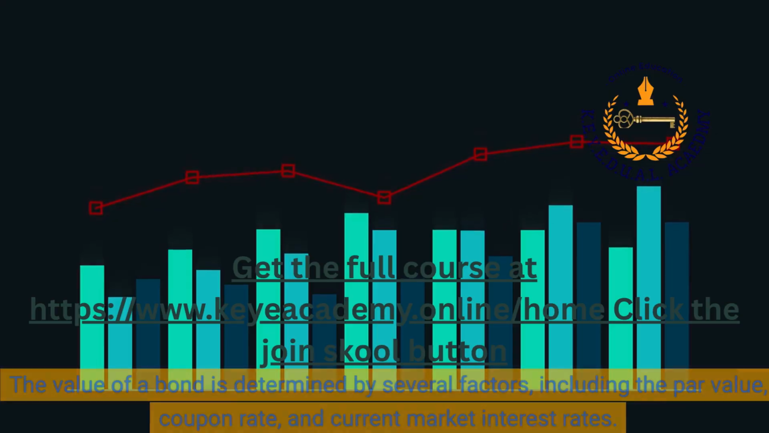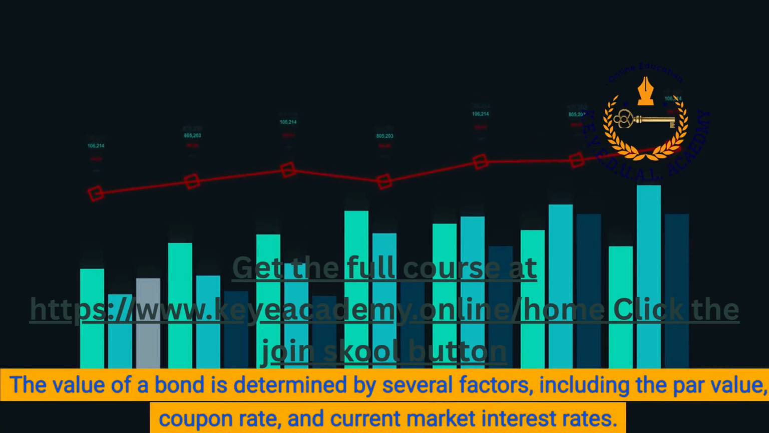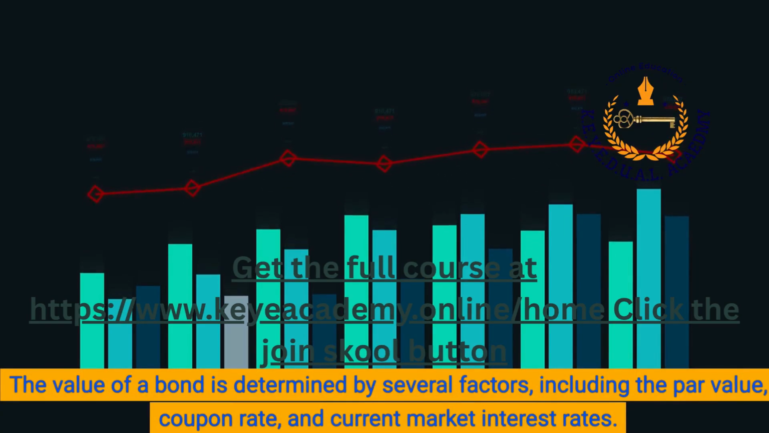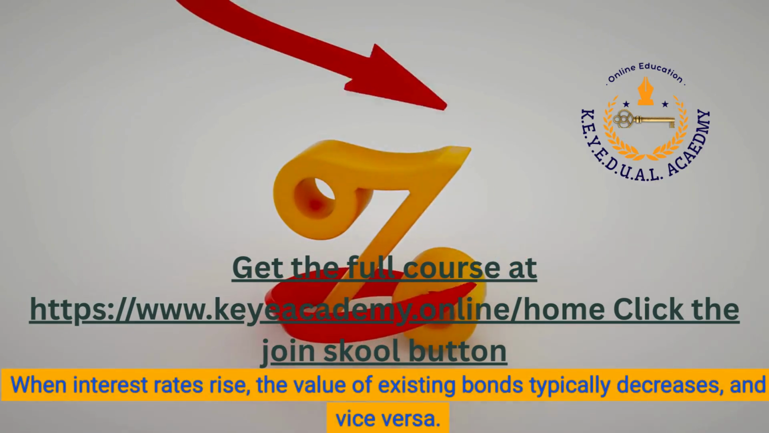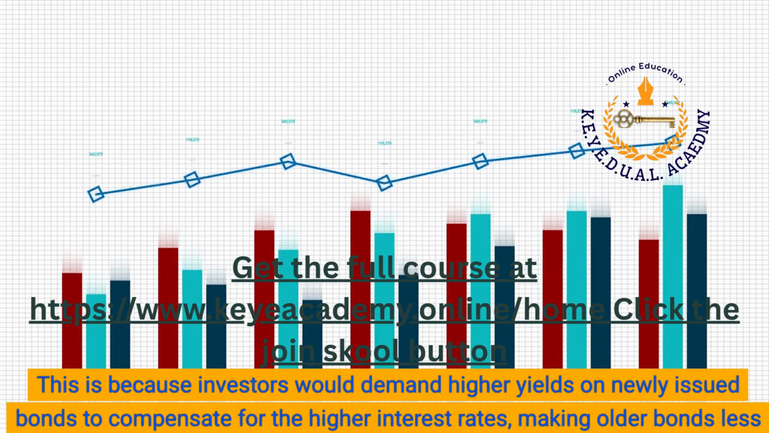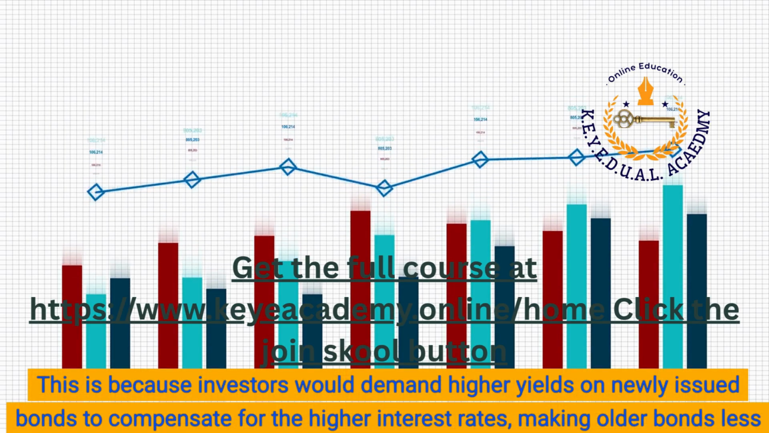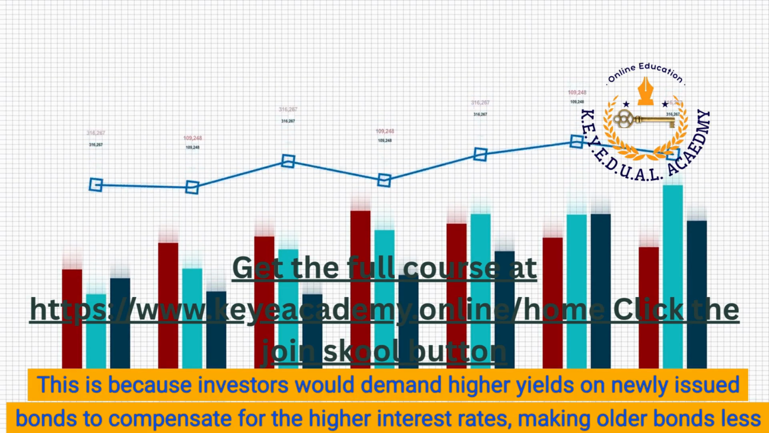Bond valuation. The value of a bond is determined by several factors, including the par value, coupon rate, and current market interest rates. When interest rates rise, the value of existing bonds typically decreases, and vice versa. This is because investors would demand higher yields on newly issued bonds to compensate for the higher interest rates, making older bonds less attractive in comparison.